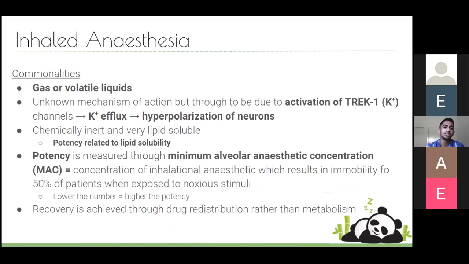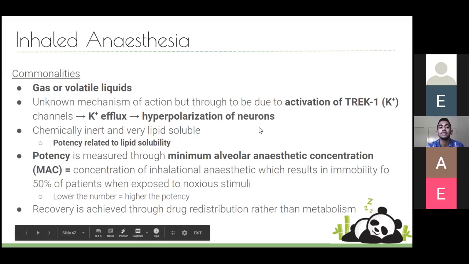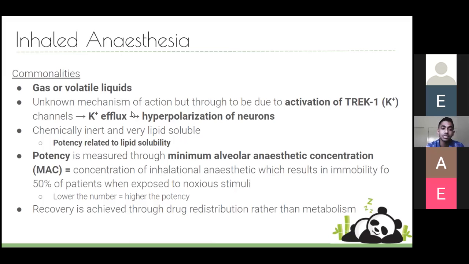Okay, so this is inhaled anesthetics as opposed to our IV anesthetics. They work by a bit of a different mechanism. We don't know for sure, but we think it's because they activate TREK channels, which cause potassium efflux. That means there's less positive charge in our neurons, so they're hyperpolarized. They're less likely to fire because they're much further below the threshold.